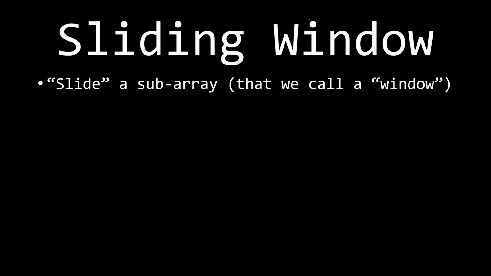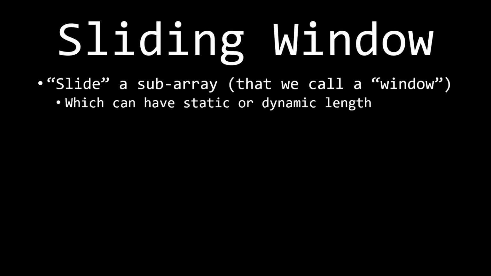In this video, we're going to be talking about the sliding window technique, and more specifically, the dynamic version of the sliding window technique. So let's first revisit what exactly a sliding window is. It's less of an algorithm and more of a technique. Essentially, we slide a subarray that we call a window, and this window can have static or dynamic length.